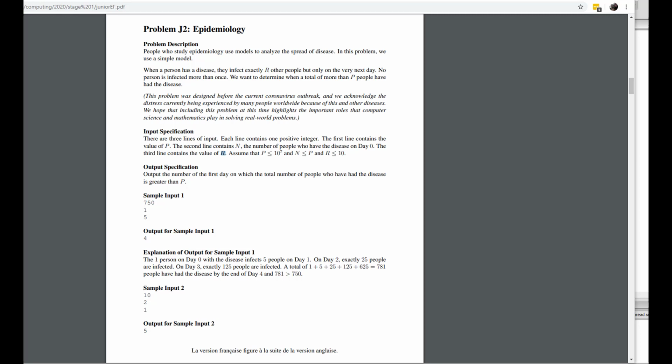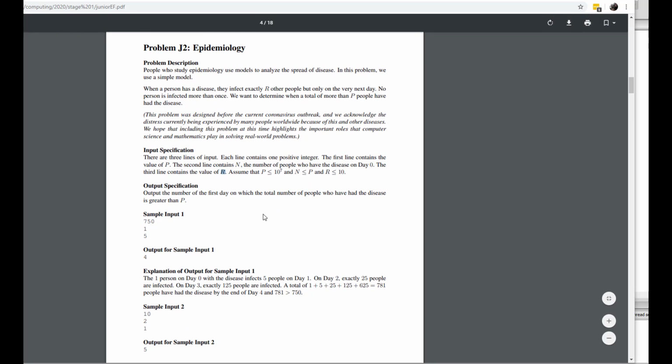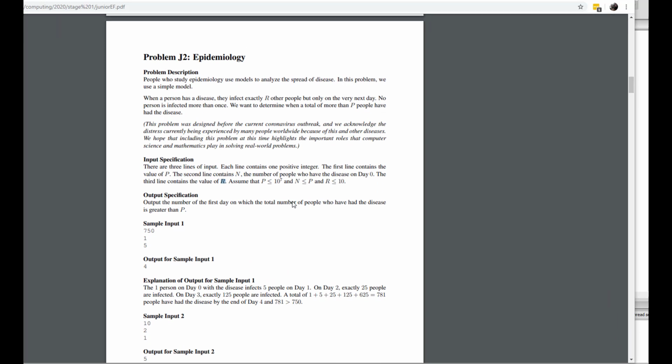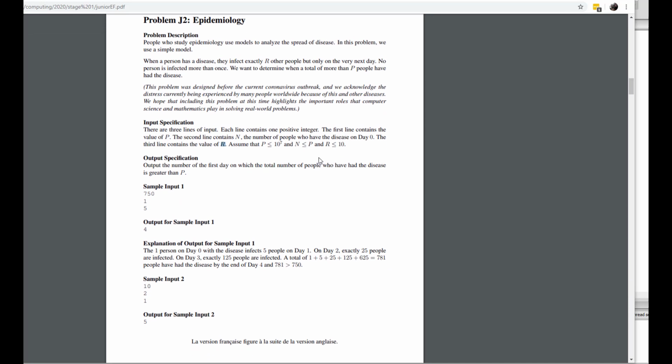But basically it's studying epidemiology, which is the rate of transmission of disease, right? Or it's a study of disease. So what they're doing is they're modeling how fast a disease can spread. And so essentially you're assuming that you have a population that's essentially unlimited, all right? But what they want to know is how long will it take to infect a certain number of people.